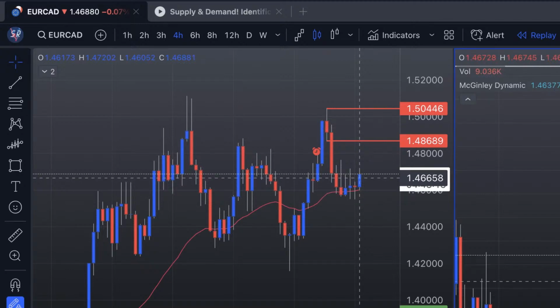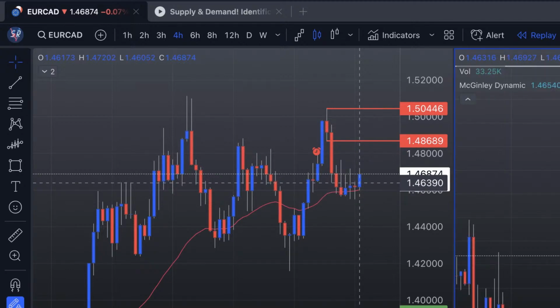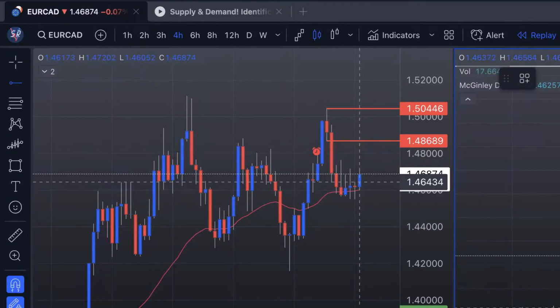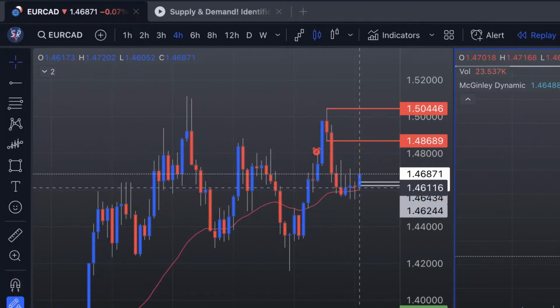Anyway, so this demand broke. This happens all the time. You get these swift moves up and a swift move down, and the first one will break, but the second one below it will hold. This happens all the time.